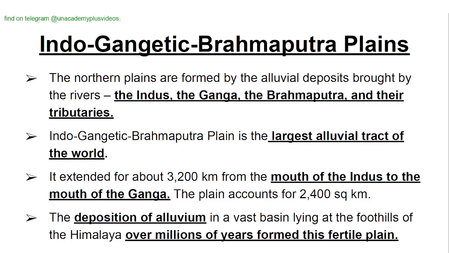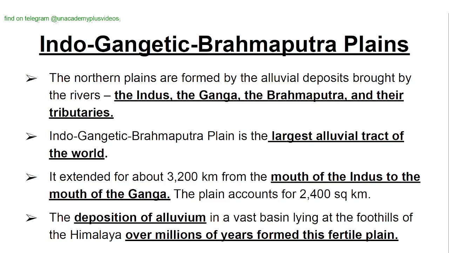The northern plains, Indo-Gangetic Brahmaputra plains. The northern plains are formed by the alluvial deposits brought by the rivers, the Indus, the Ganga, the Brahmaputra and their tributaries. The Indo-Gangetic Brahmaputra plain is the largest alluvial tract of the world. It extends for about 3,200 km from the mouth of the Indus to the mouth of the Ganga. The plain accounts for 2,400 square kilometer.